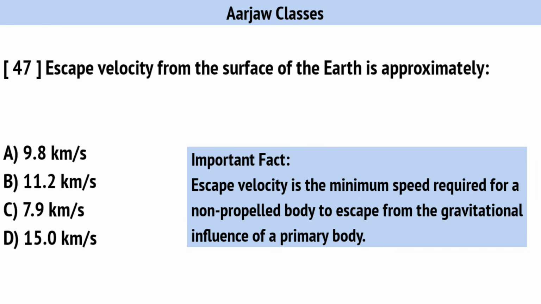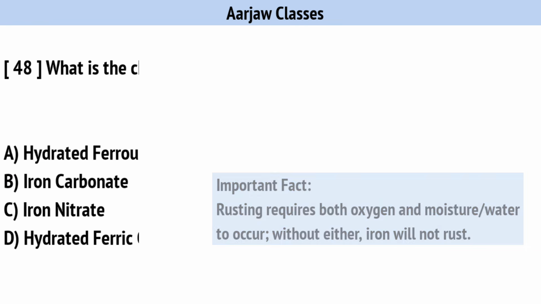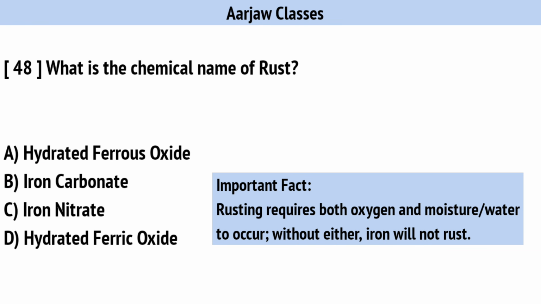Escape velocity from the surface of the earth is approximately? Correct option is B. 11.2 kilometers per second. What is the chemical name of rust? Right option is D. Hydrated ferric oxide.